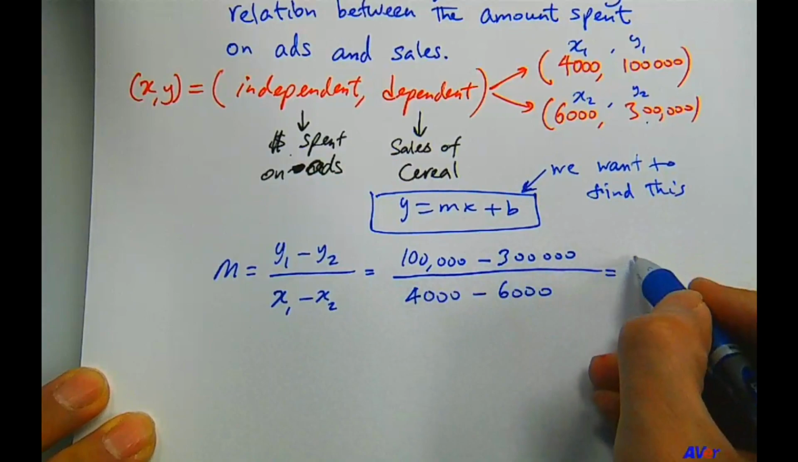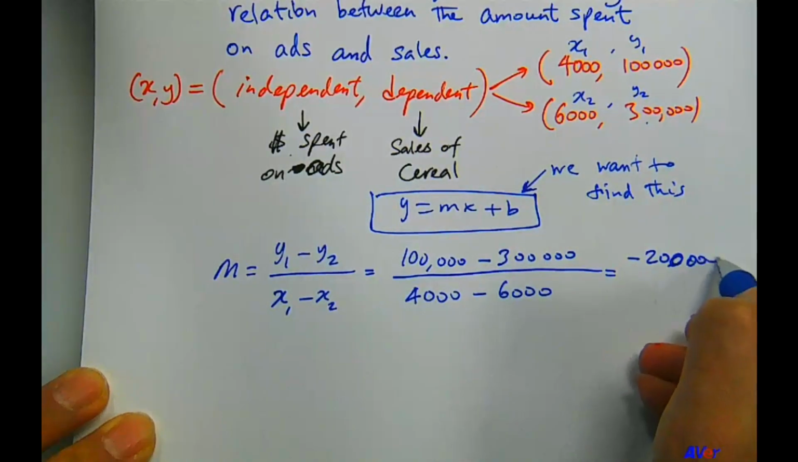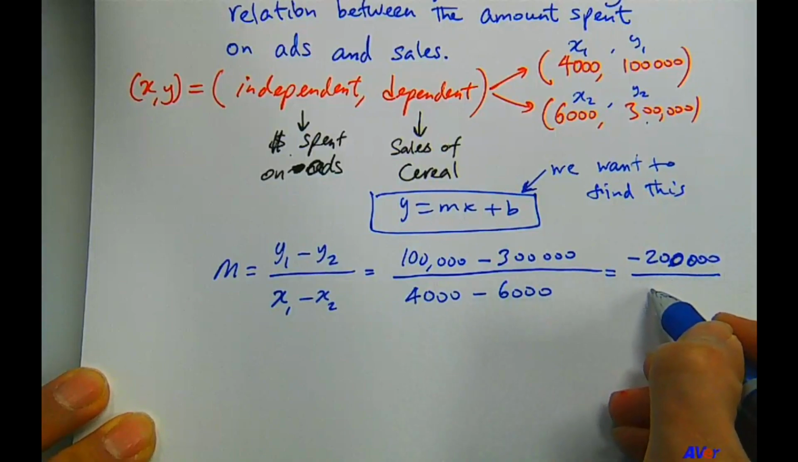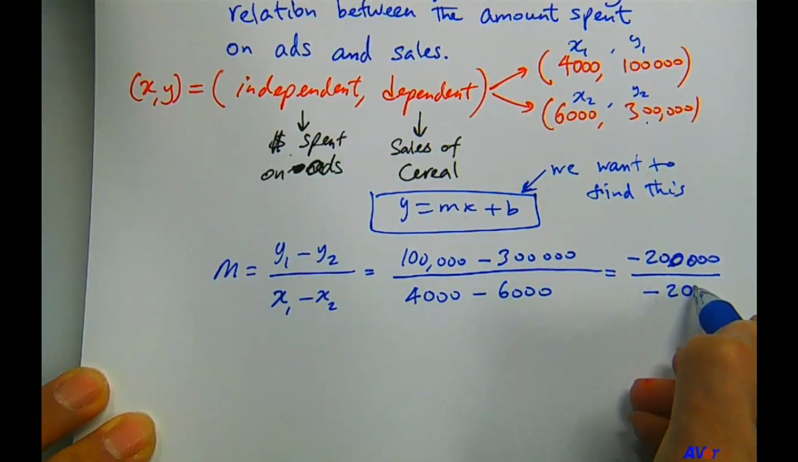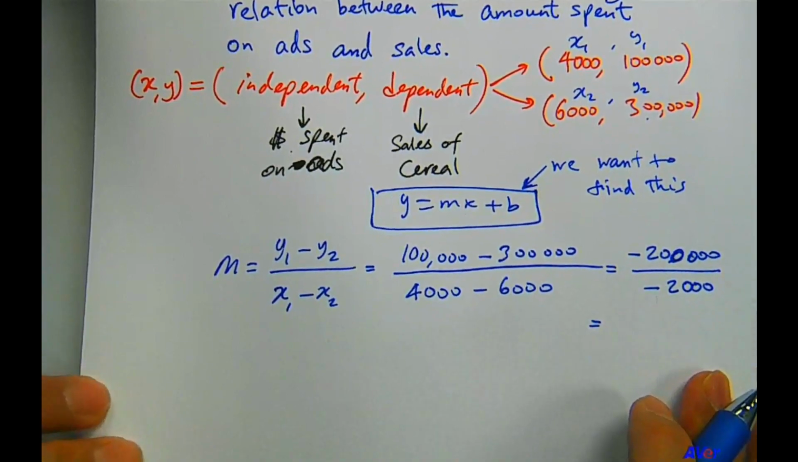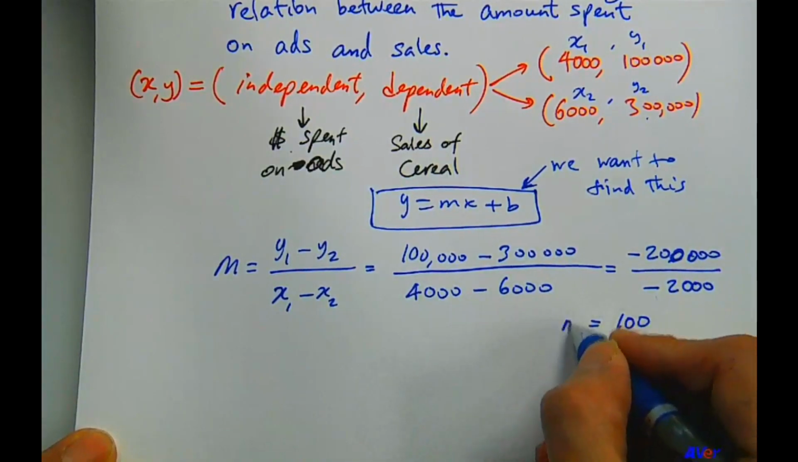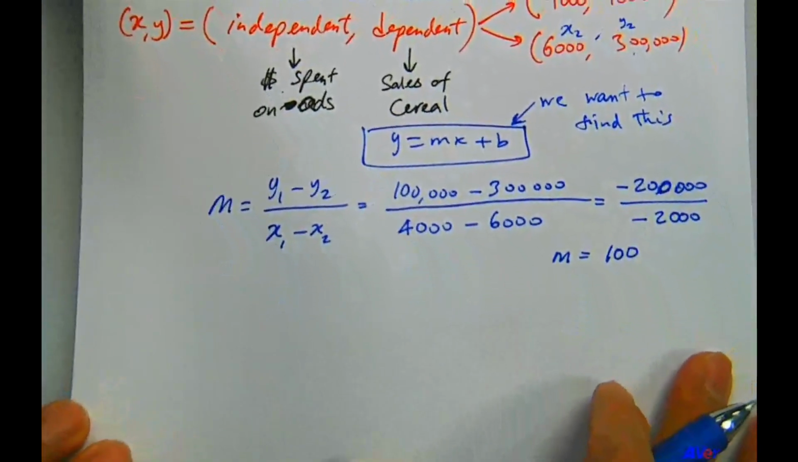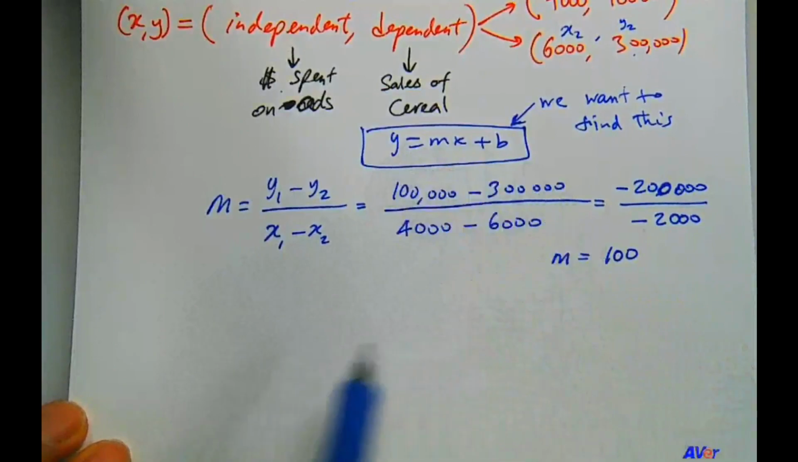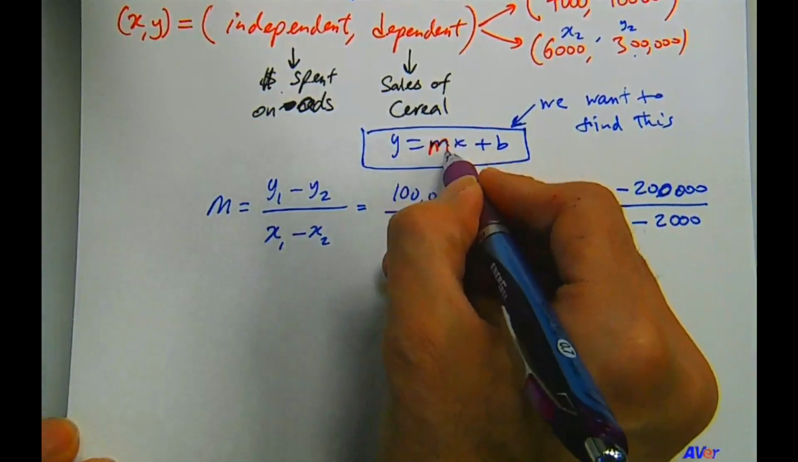So this will give us minus 200,000 divided by minus 2,000, and that would be 100. So we have 100 is the slope of the equation that we're looking for. So we were able to find m in this equation.